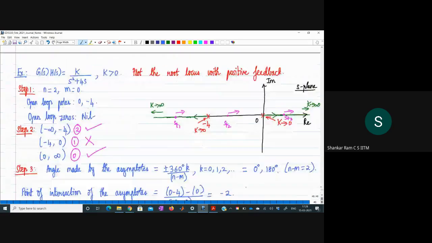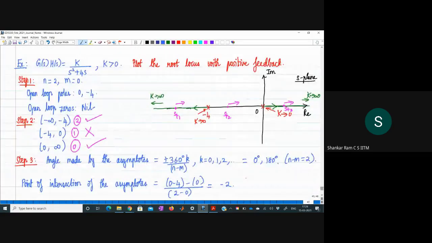Now if we go back using all these steps and look at the root locus, this is the root locus. One branch starts from -4 and goes to the left as k tends to infinity. Another branch starts from s equals 0, which is another open loop pole, and goes to infinity along the positive real axis as k tends to infinity. Those are the two branches in the root locus. So we have constructed the root locus for this particular system with positive feedback. Once again, I can't re-emphasize this enough: we are looking at positive feedback.